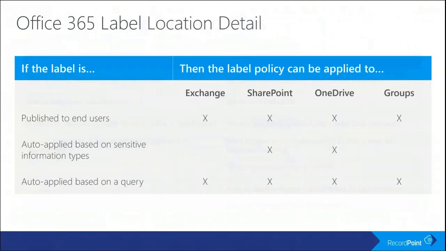Just really quick, because I skipped this over, keep in mind that if you are doing the automatic labeling, they can be published to end users across all the different areas. You can do a search query, again, across all 4 areas. But if you are doing that automatic application based on sensitive information types, that's only available for SharePoint and OneDrive content. For groups, because the groups' files technically exist in SharePoint, the files can be managed, but just not the email conversations. So really what we're missing here is the email component. Just be aware.